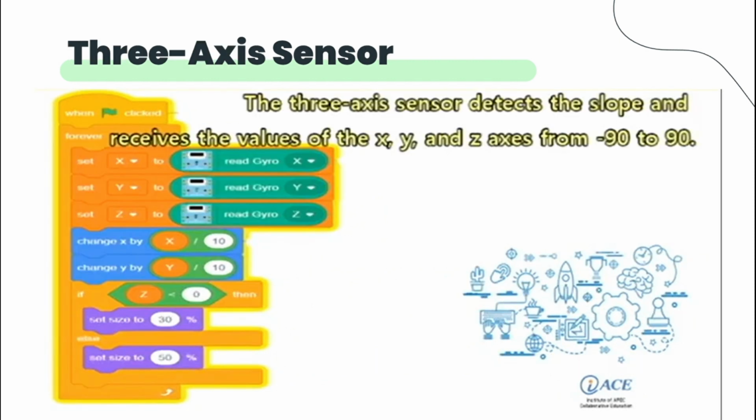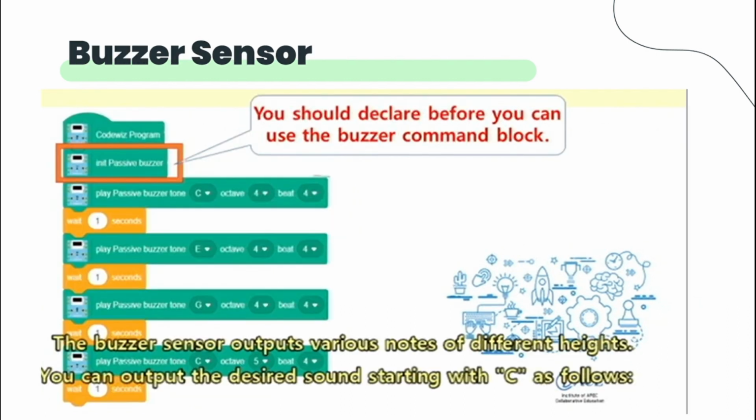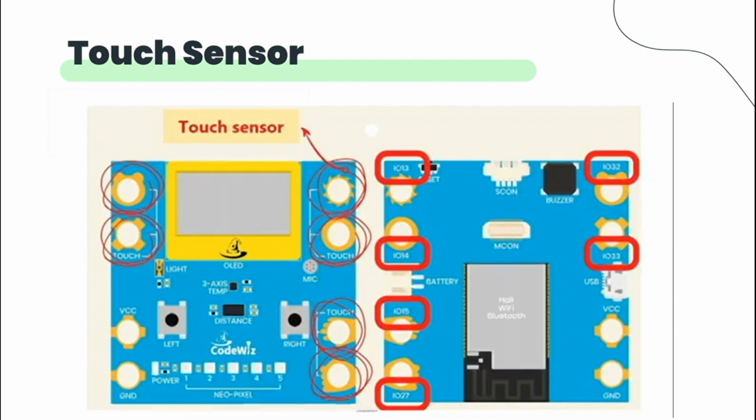Number 5, 3-axis sensor. It detects the slope and receives the value of the x, y, and z axis from -90 to 90. Number 6, the buzzer sensor. It outputs various notes of different heights. We can also output the desired sound starting with C. We also need to declare before we use the buzzer command block. Next, number 7, touch sensor. There are 6 touch sensors with different codes.